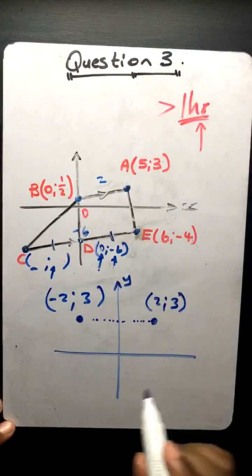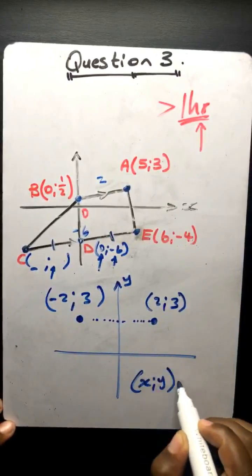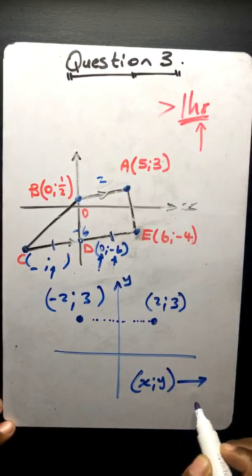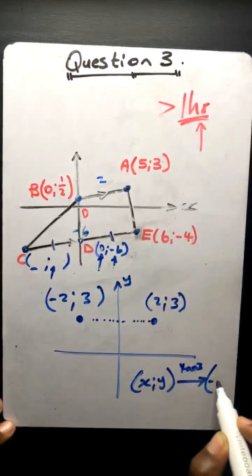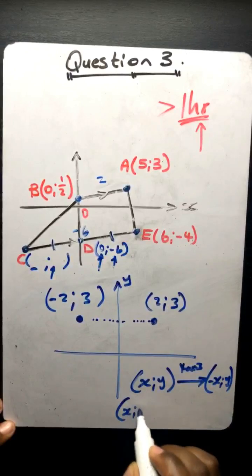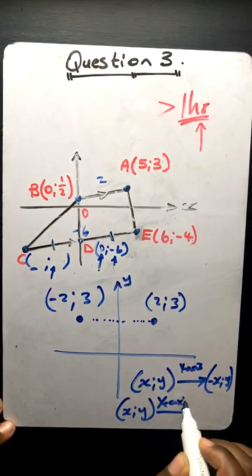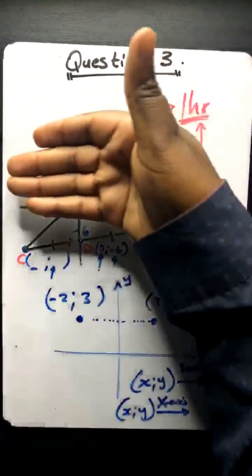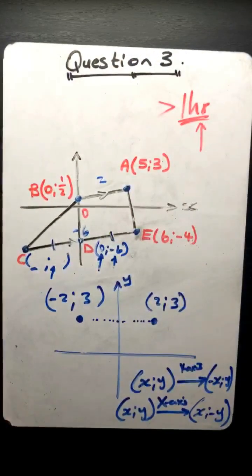So if you are having the coordinate being x and y, and they say something reflects about the y-axis, it's actually the x value that becomes negative. But if they say something reflects, let's say, about the x-axis, then you realize x remains as it is. It's only the y value that changes the sign.